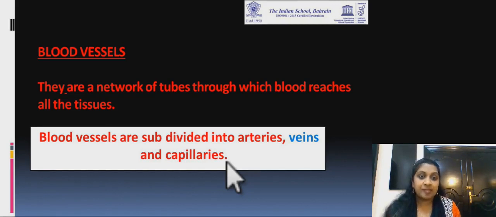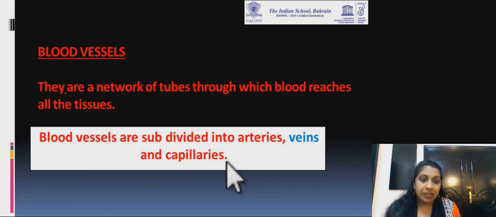It always flows in the forward direction. So it prevents the backflow of blood. But arteries do not have valves. I hope you understood the difference between arteries and veins. I repeat the differences for you.